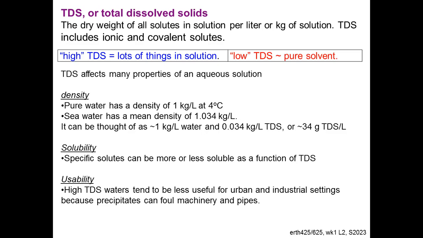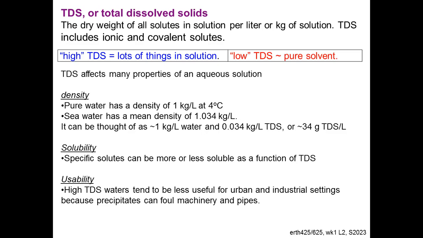So, some examples of how dissolving stuff in water affects properties. I've shown you here, for instance, the density. We talked about pure water has a density of 1 in kilograms per liter or grams per cc, however you like to think about it, at 4 degrees C. Well, let's think about seawater. It has a mean density of about 1.034 kilograms per liter.